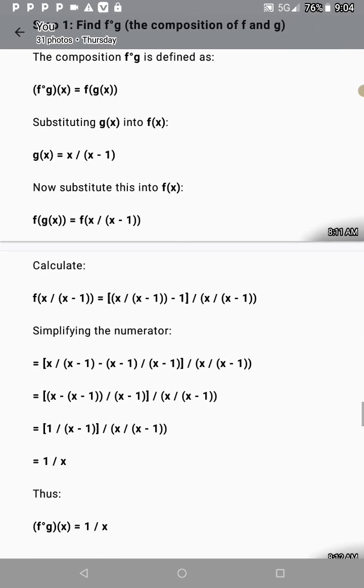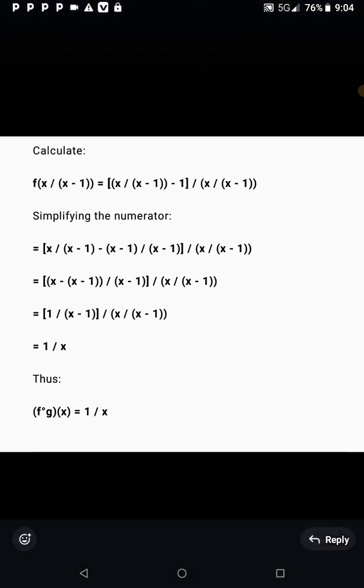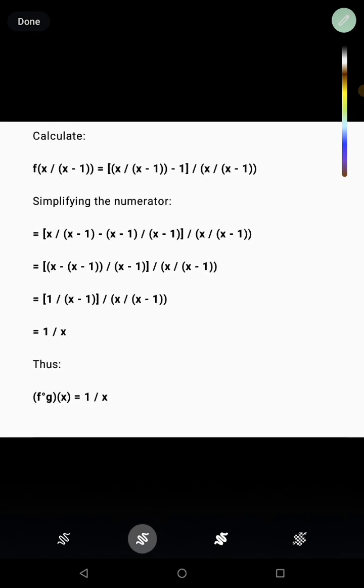Are you getting what I'm saying? That's what we have right here. Yes, this is what we have here: x over x minus 1 minus 1, then all divided by x over x minus 1. And you know we can change that to multiplication. But let's deal with the numerator first. Let's make it a common denominator, like you take the LCM. That was what I did here. Making it a common denominator now.